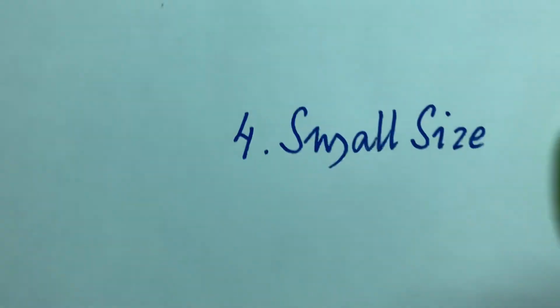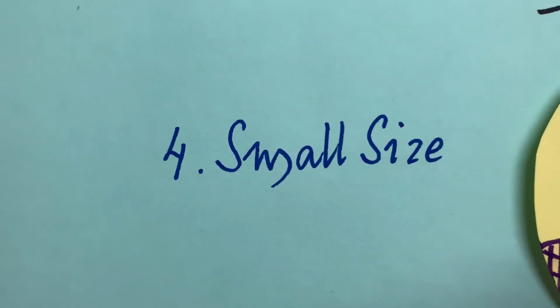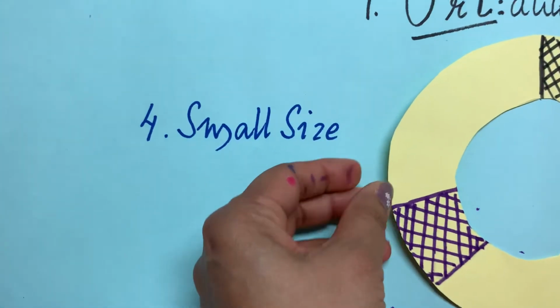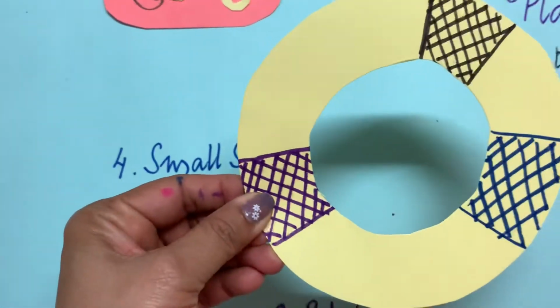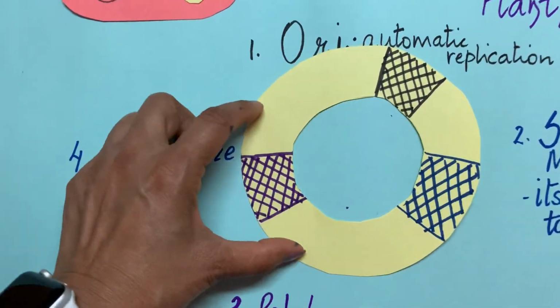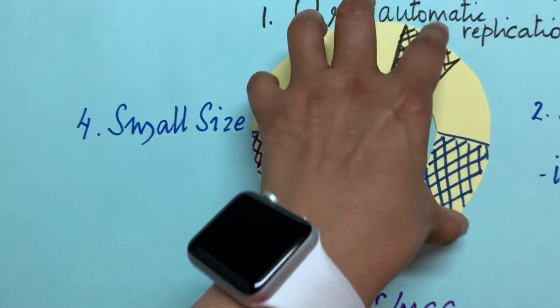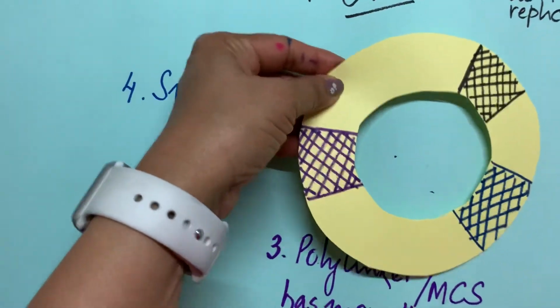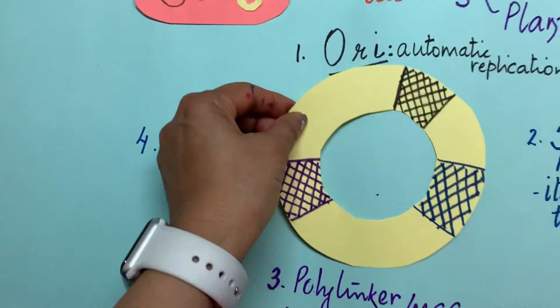And then the fourth property is the size. The size of the vector should be small. Otherwise, what will happen? If you already have a big vector and then you insert the desirable gene, the size will become bigger, and then you will not be able to put it back into the bacteria.